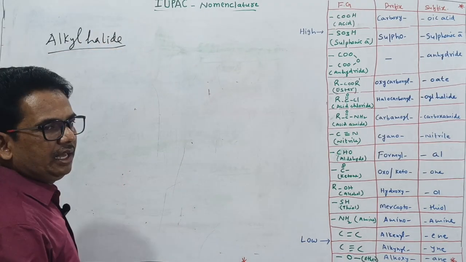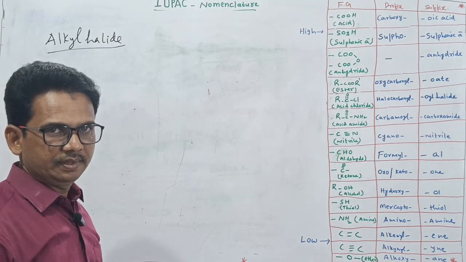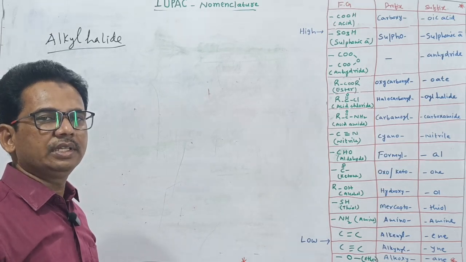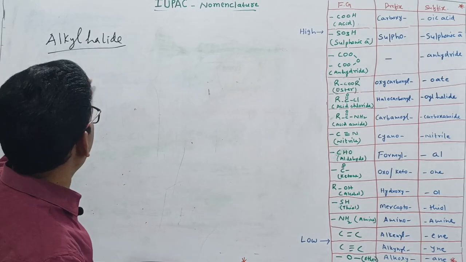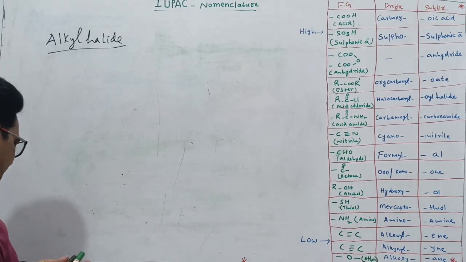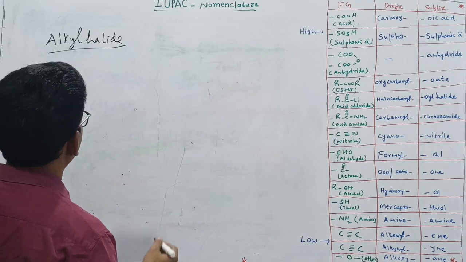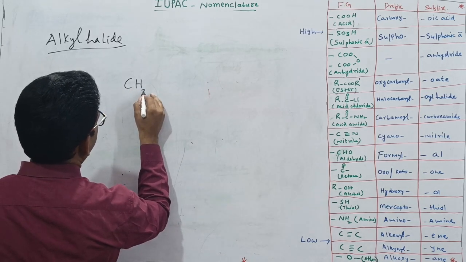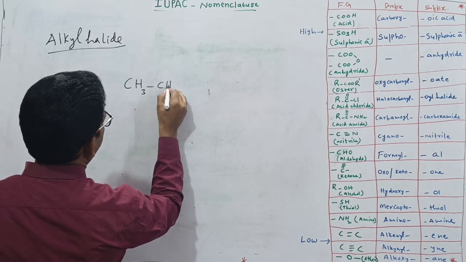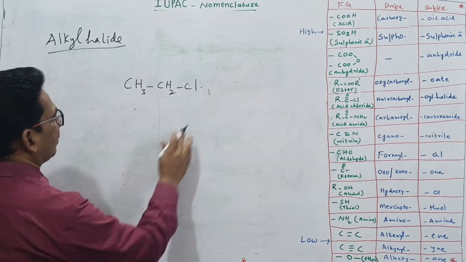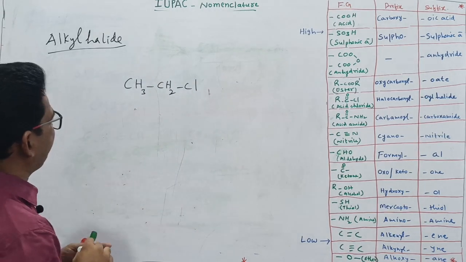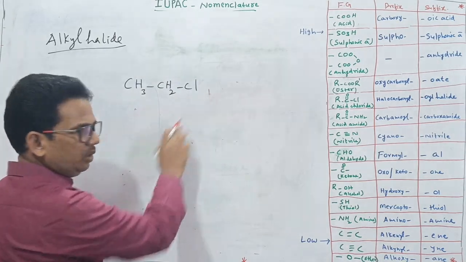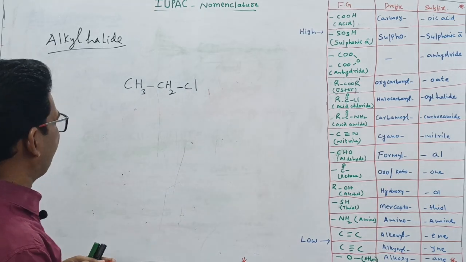Alkyl halide means alkane also present, halogen also present. Okay, when the alkane group is attached to the halogen, then we call it the alkyl. That's why alkyl halide. For example, I will write here CH3, CH2, Cl. How many carbons will it have? 2 carbons. One is halogen. Then how are we writing the name for this one?